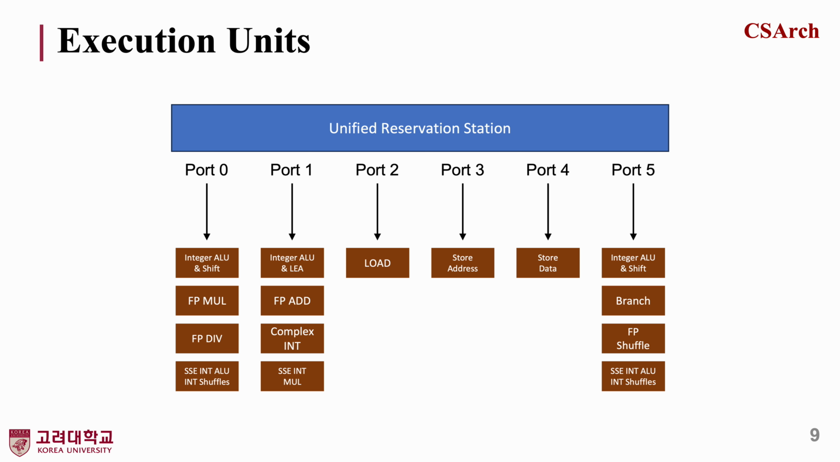Port 2 is dedicated to load operations, while port 3 and 4 handle store addresses and data. Finally, port 5 supports integer ALU operations, branch execution, and floating point shuffles. This 6-port design allows Nehalem to sustain a high degree of parallelism, balancing integer, memory and SIMD workloads efficiently.